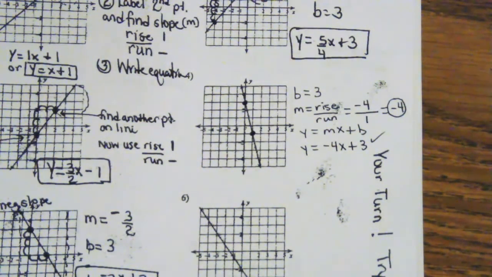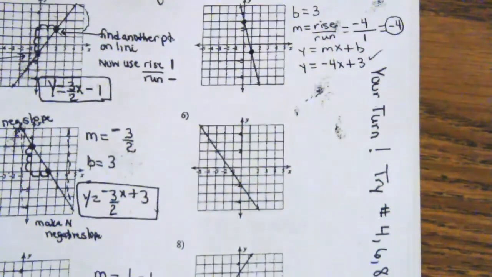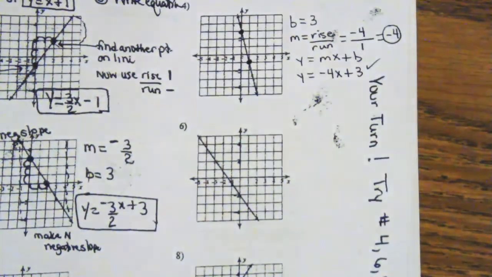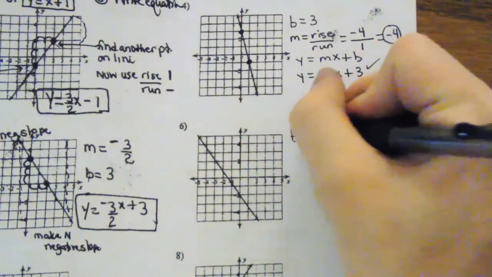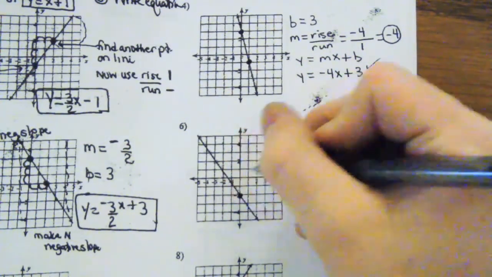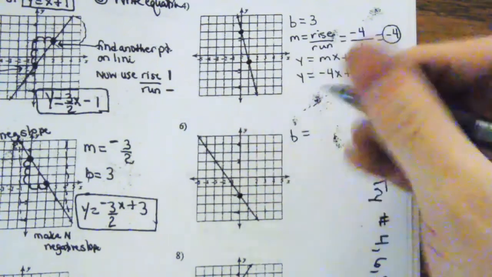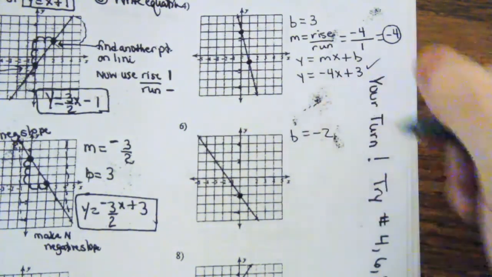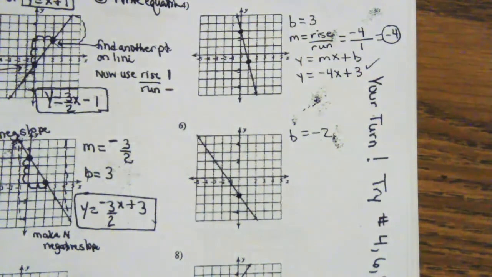Let's look at the next one, number 6. We're going to do that one next. The first thing that we need to do for number 6 is figure out where it crosses the y-axis. That's going to be my b value. So where does it cross the y-axis? Down here at this point right here. That is -1, -2. So my y-intercept is going to be a -2. That's the first thing that I need to find.